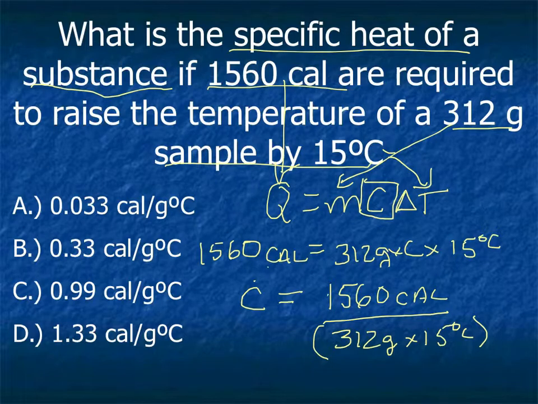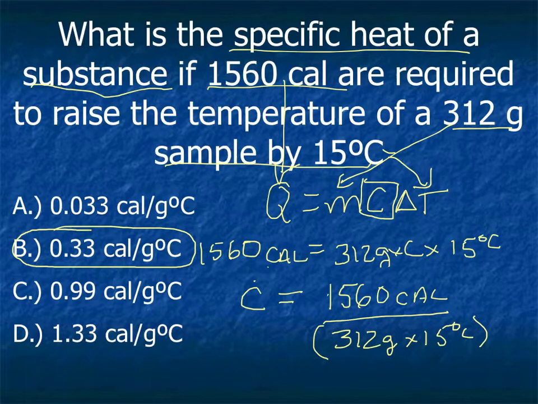So we have C. Basically 1500 divided by 312 is going to be roughly 5. And then we have 5 divided by 15 degrees C, which is going to be this value here, 0.33 calories per gram degree C. So you should have got that if you did this correctly.